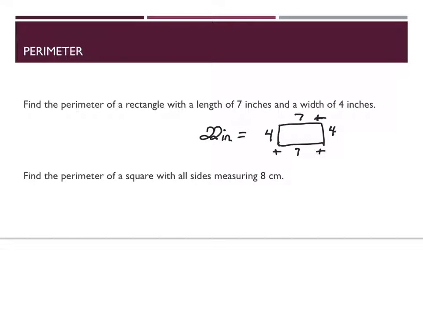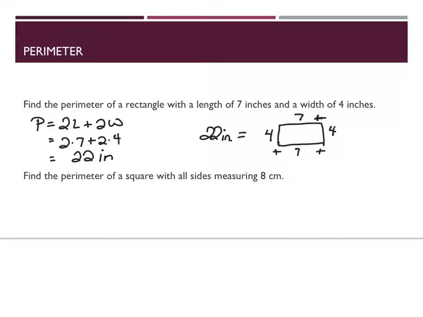If I'd like to use the formula, the perimeter is twice the length plus twice the width. 2 times the length is 7, and 2 times the width is 4. I could type that into my calculator all in one step and it'll give me the answer. 2 times 7 is 14. 2 times 4 is 8. 14 plus 8 is 22. And again, the unit we want is inches.